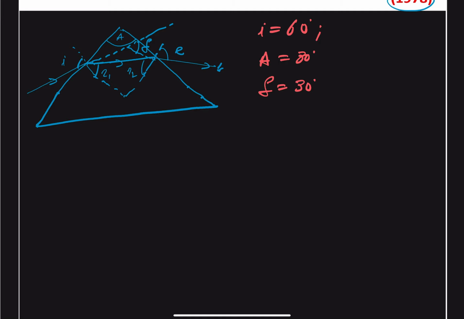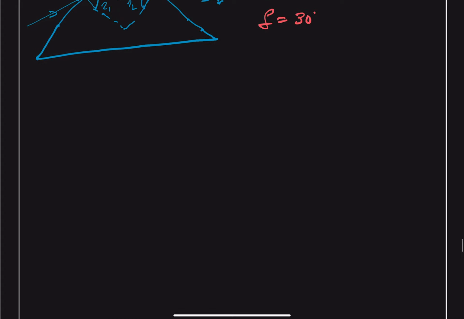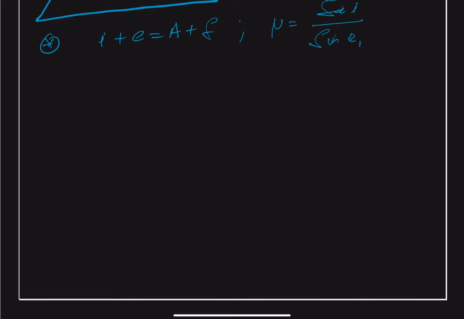And we know the relationship between the emergent angle, the prism angle and the deviation. So we have I plus E is equal to A plus delta. And also we have Snell's law, which gives us mu is equal to sine I divided by sine R1. Inside the prism, we can also write that A, the angle of the prism, is equal to R1 plus R2.